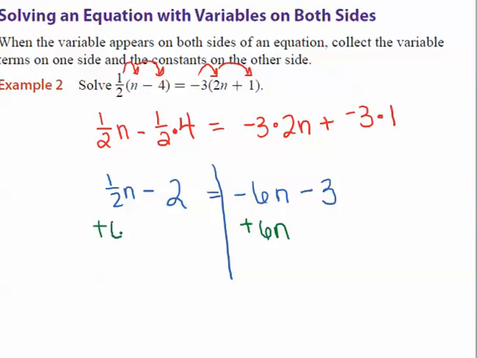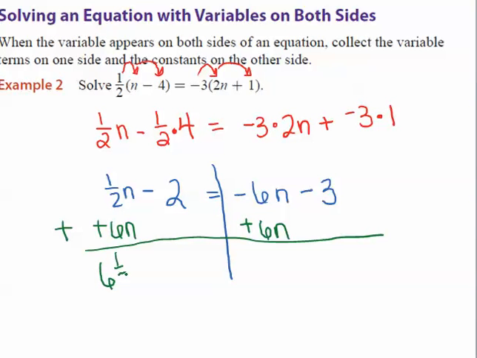Why plus 6? Because it is the opposite. And I draw my line, and then I add straight down. And 6 plus 1/2 is 6 and 1/2 n minus 2. These go away, minus 3.